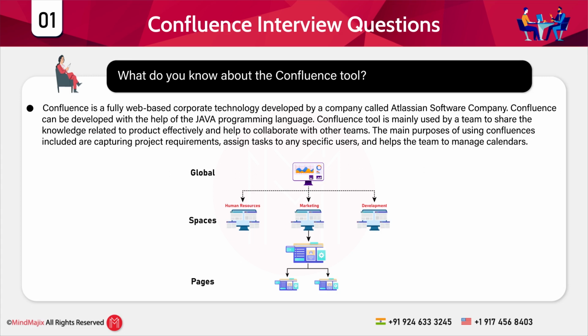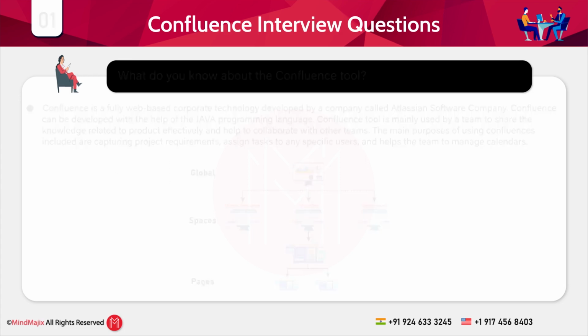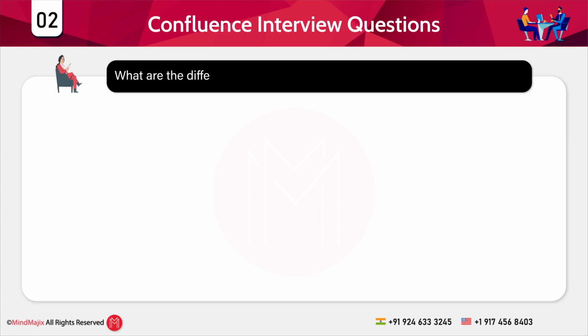It is something which is used to share knowledge, which I told you about as content management. It's a collaboration tool, as we see here, for collaboration with other teams, and mainly used for project requirements, assigning tasks, and managing calendars. This is what we have studied in our session on Confluence. So this should be an ideal answer. You can even mold it according to your need, but this is a specific structure which I have designed and you should follow this.